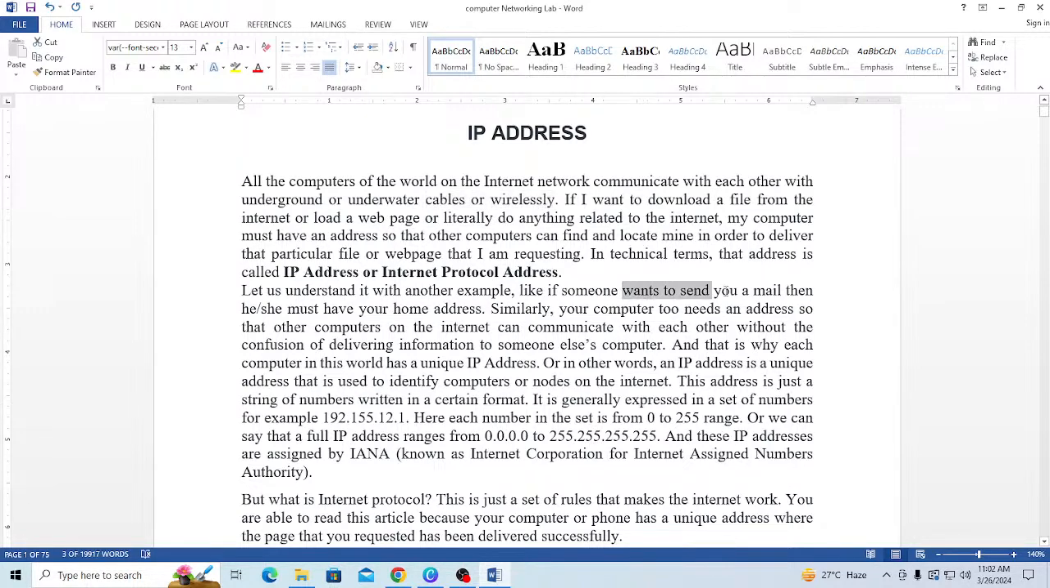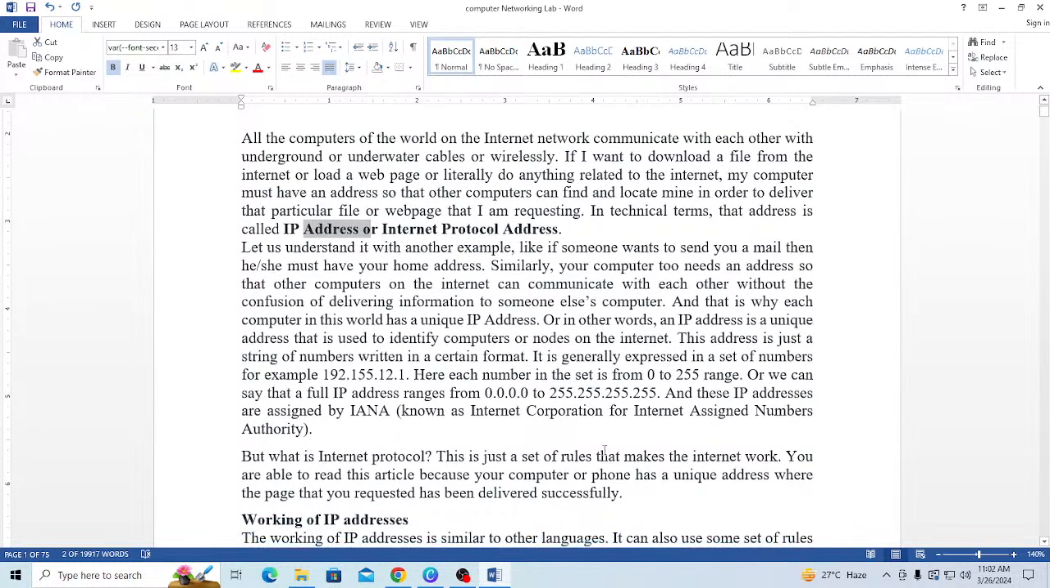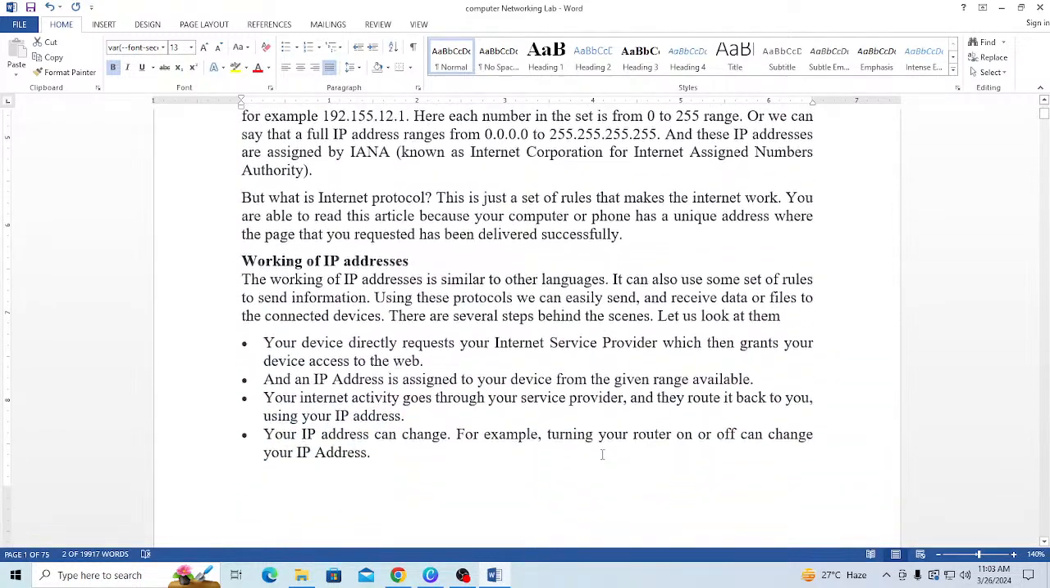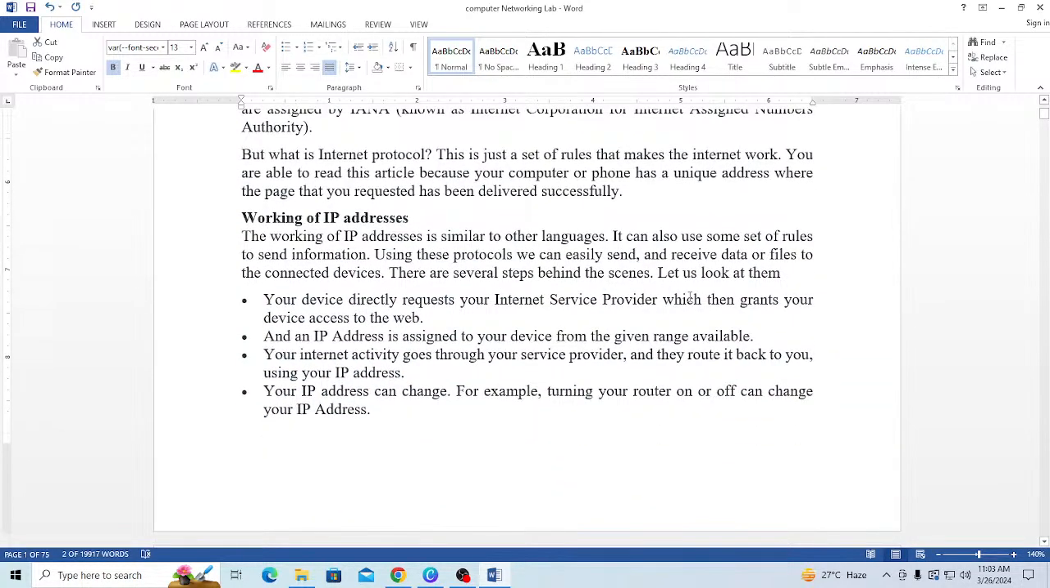If someone wants to send you something, she or he must know your home address. For example, if I want to visit your home, I have to know your address first. Without knowing your address, I can't reach your home. In the same way, whenever we are sending messages to other persons, we have to know the address of that particular destination. So for that purpose, we are using the IP protocol. So we have to read all these things about the working of IP protocols. IP address is similar to other languages.